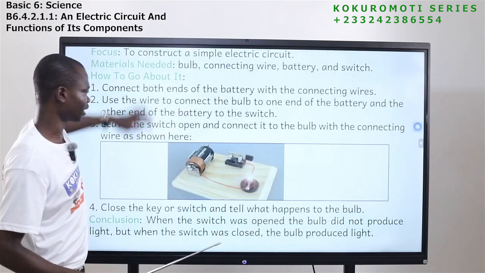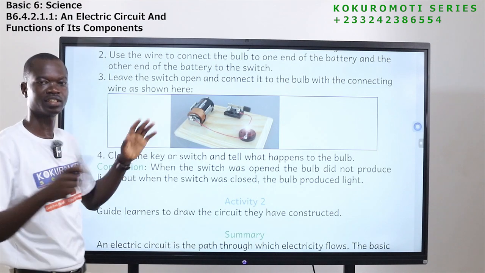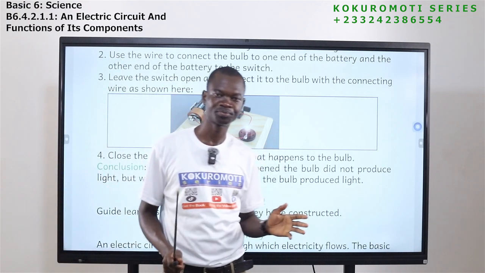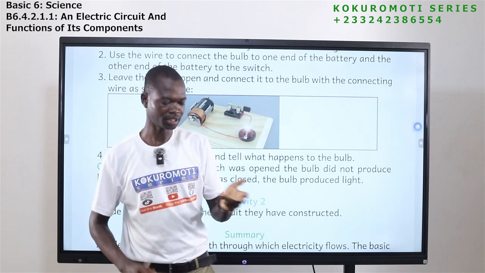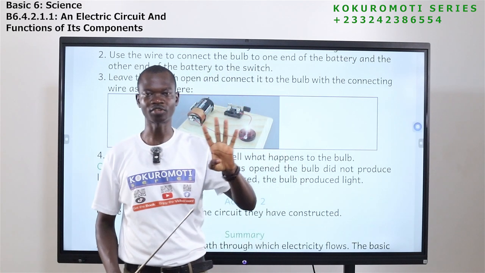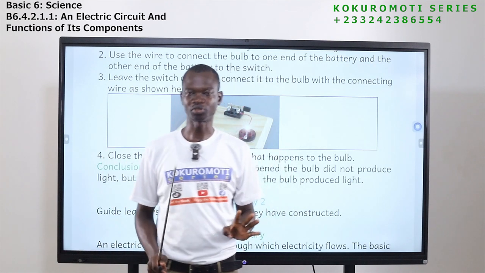Now we have seen the components of an electric circuit. How many did you mention? We have mentioned 4. We have seen battery, connecting wire, bulb, and then switch. These are the 4 basic components of an electric circuit. That is what you should know.